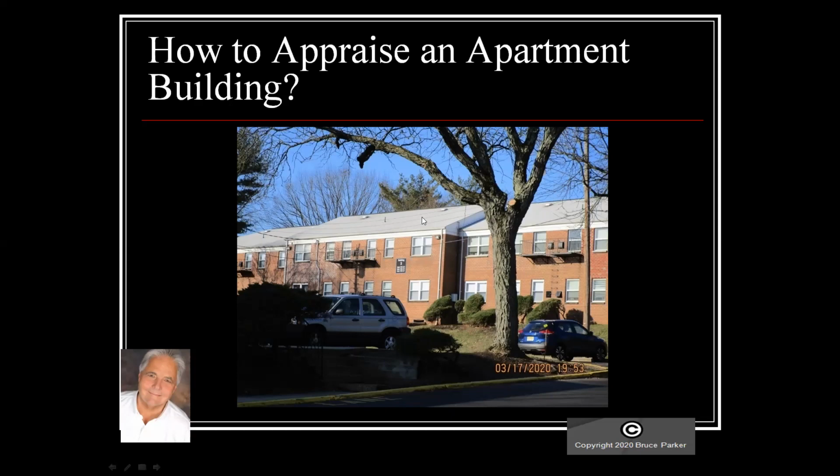Now, there is another method that you can use for coming up with the value of income producing properties. And that other method is called the gross rent multiplier. And that's where you take the gross rent, all the rent you collect during a year, and you multiply it by a factor. And every different type of building in every location has a different factor.